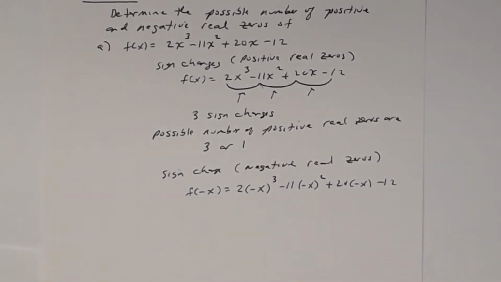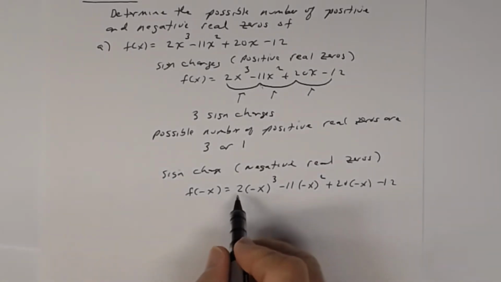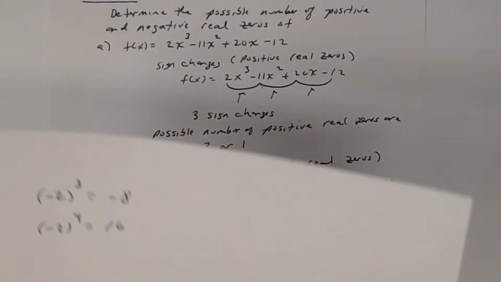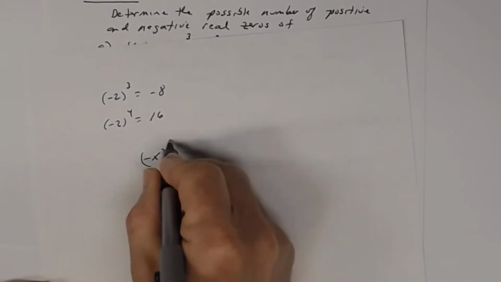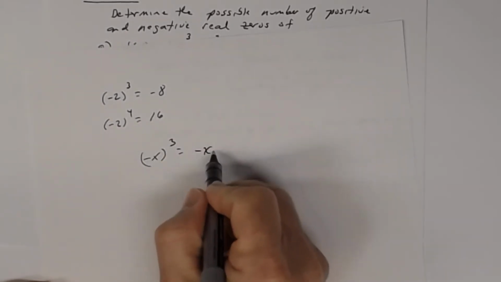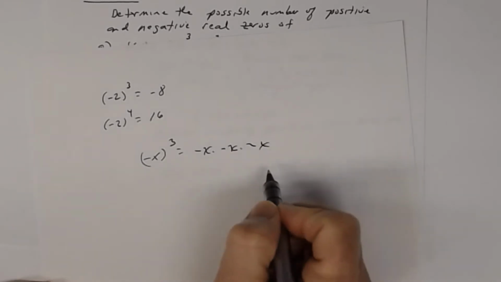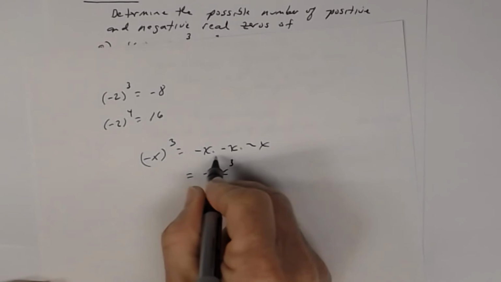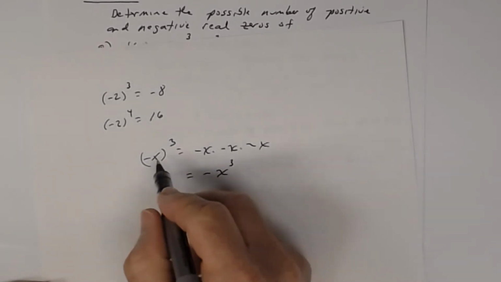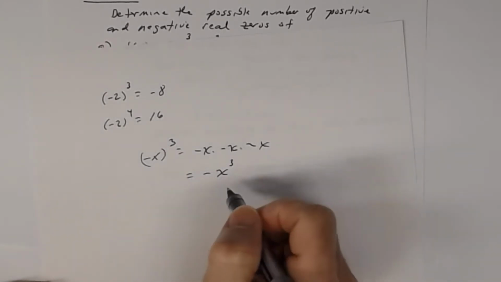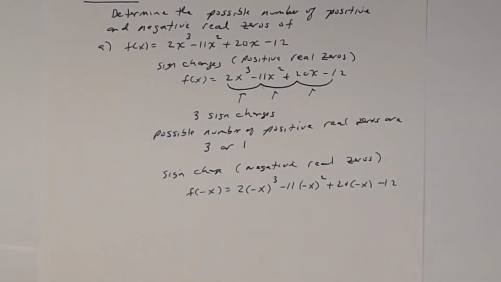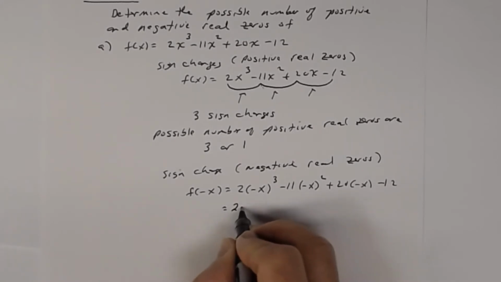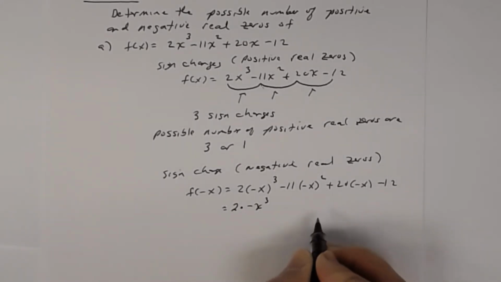All right, so here's what I'm trying to say. If I have negative x to the third power, do y'all agree that negative x to the third power means negative x times negative x times negative x, right? Well, a negative times a negative times a negative is a negative. So you get negative x cubed. X times x times x is x cubed. Okay? So negative x raised to the third power is a negative x cubed. So keep in mind what I'm about to say. So that's 2 times a negative x cubed, y'all agree?